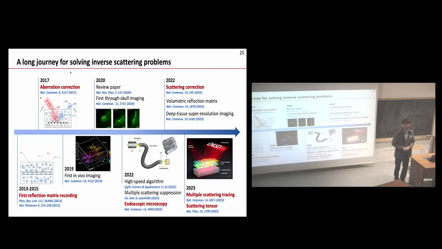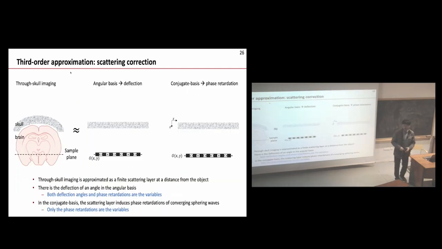After solving this, we move on to the scattering problem. In fact, our interest was through-skull imaging. In through-skull imaging, you have fresh tissue covered by a skull. Maybe the skull is the major factor of the distortion, so you can consider this approximately as a scattering plate located at a certain distance from the object.